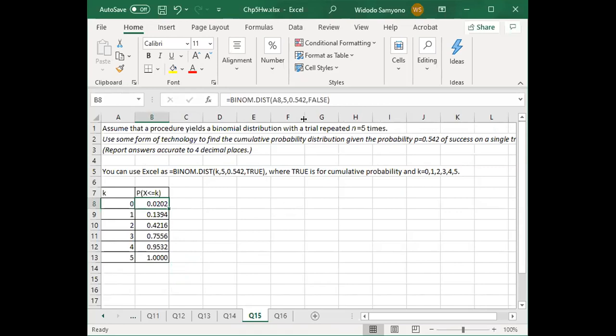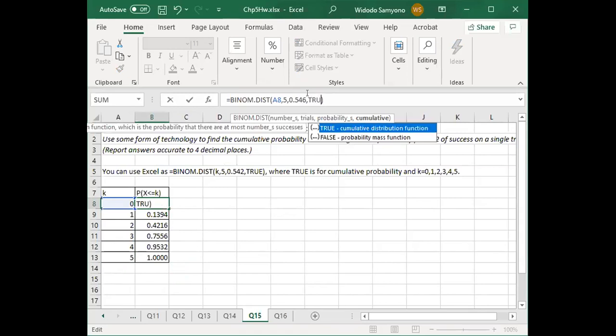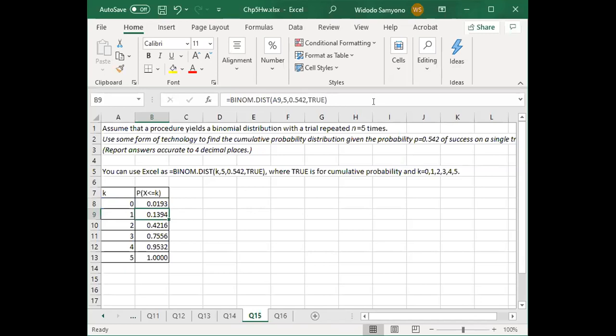Okay, so we need to change this one to 0.546. So we just need to replace the 2 with 6, right? Okay. And also you need to change this to true because we have a cumulative probability, right? You can click this one, yeah. Click twice, okay. Enter.